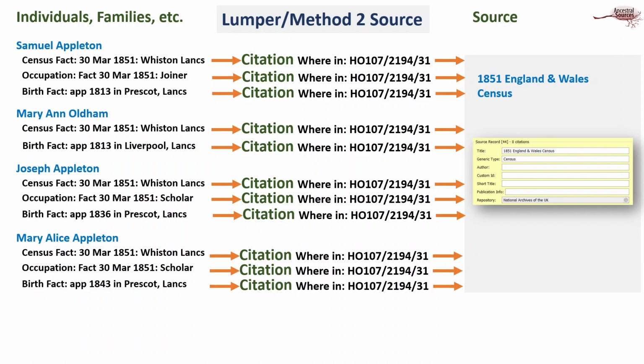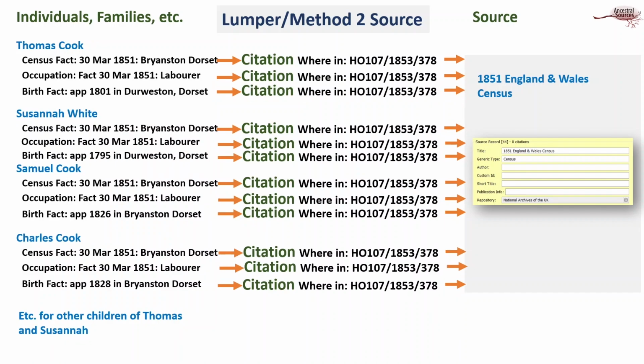If we were recording a transcription of the census record, we'd have to put that into each of the citations, which is a lot of duplication of the same data throughout the file. And again, if you made a mistake in that transcription, you'd have to edit it in multiple places, or make a change in one place and copy and paste it into all of the others. Looking at the other household of Thomas Cook, again, we would have the citations, and we'd have to have the wherein source, the reference, recorded in each of the citations, and so on.